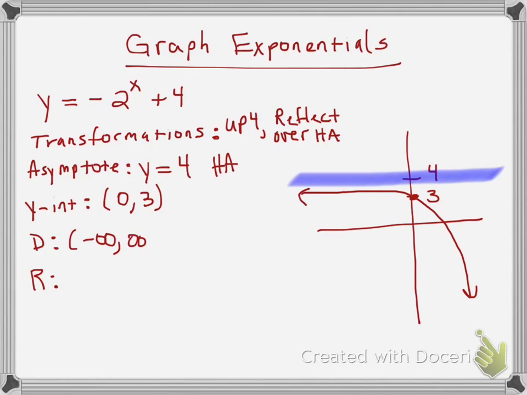All right, now you have to identify, well, what is going to be the lowest y value and what's going to be the highest y value. Our lowest y value is going down all the time, so it's going to be from -infinity to our highest y value, which is going to be +4. So that's how you graph our exponential equations.